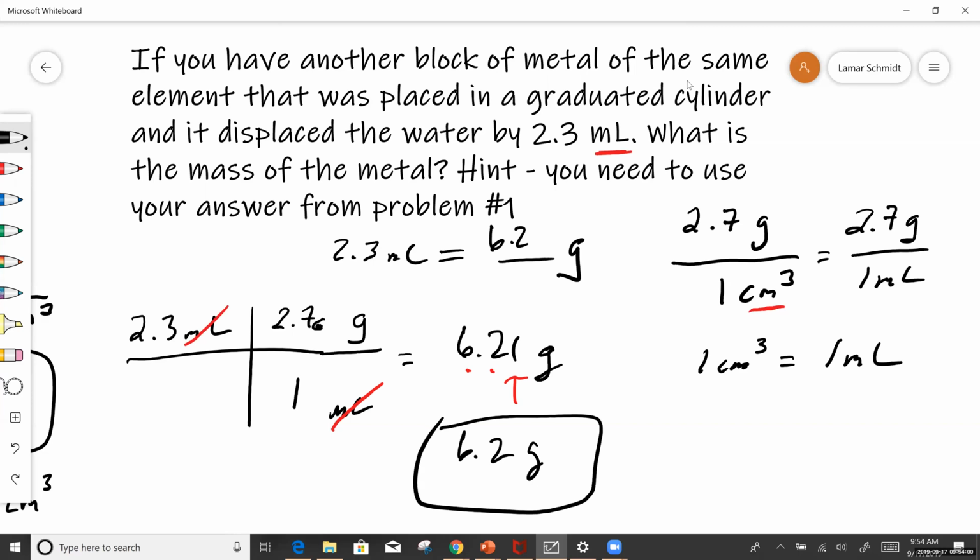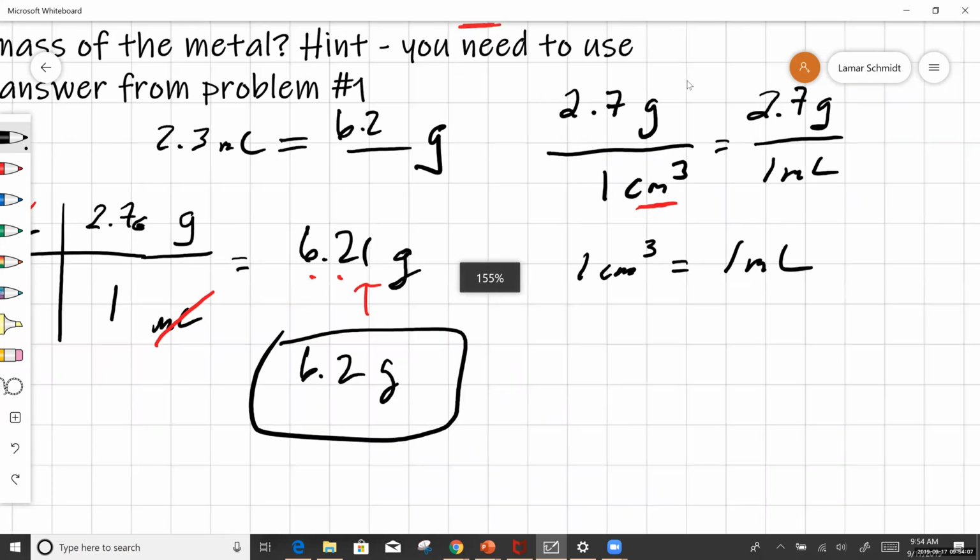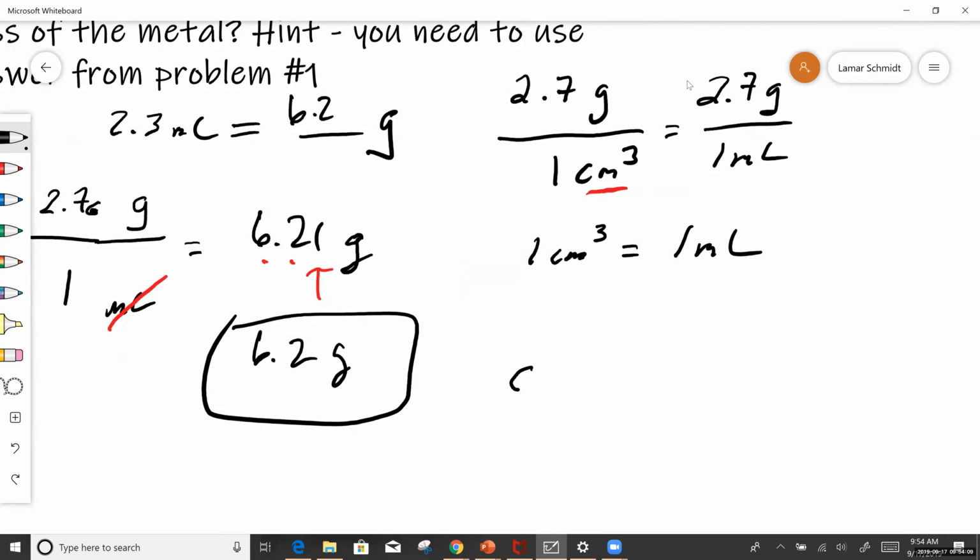Now, what if I want to make sure that's the right answer? Can I do something to make sure that's the right answer? Yeah, I could plug it into my density formula. So here's density is equal to mass over volume. My mass is 6.2 grams. My volume was what? 2.3. You see that right here? 2.3. And then my density was 2.7. So if I get 2.7, that means the mass I calculated was correct.